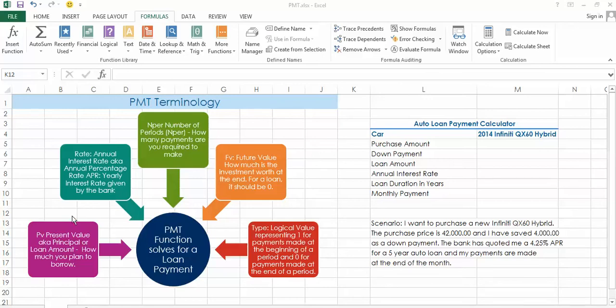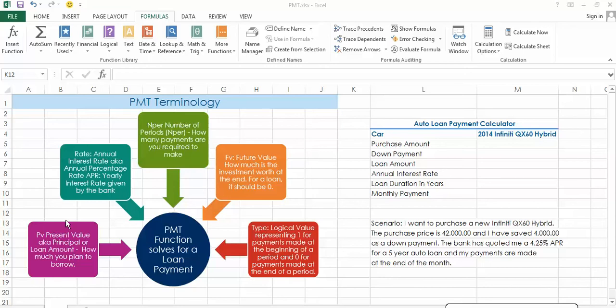So some of the terms we have to be familiar with are PV, which is the present value. It's also known as the principal or the loan amount. Basically, it's how much you plan to borrow. Rate is referred to as the annual interest rate. It's also known as the annual percentage rate, APR. It's the yearly interest rate given by the bank. NPER, the number of periods. How many payments are you required to make on the loan?